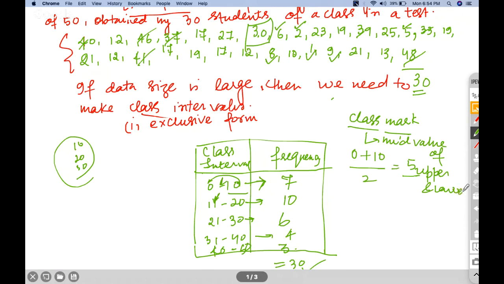And how do you find out the mid value of 2 points? If the first point is A and the second point is B, the mid value would be A plus B divided by 2. So this thing comes like that. 0 to 10, 11 to 20, you can find out the mid value. As simple.